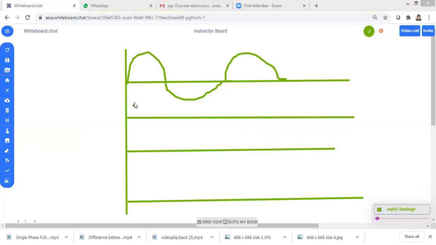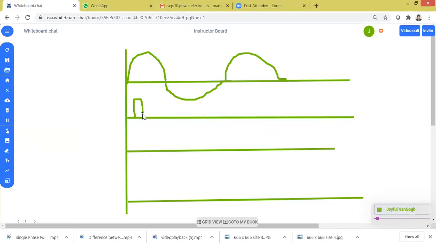So what should be the firing angle? I should select the firing angle as minimum. That means I am selecting alpha equal to 30 degrees here. When you use the minimum firing angle, maximum energy of the input is transferred to the output. So what is the output waveform now? The output waveform will start from this particular point and follow the input waveform.